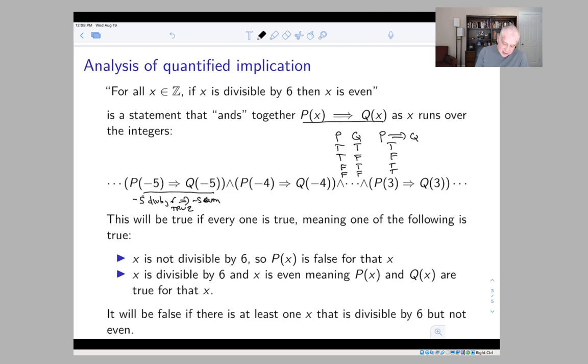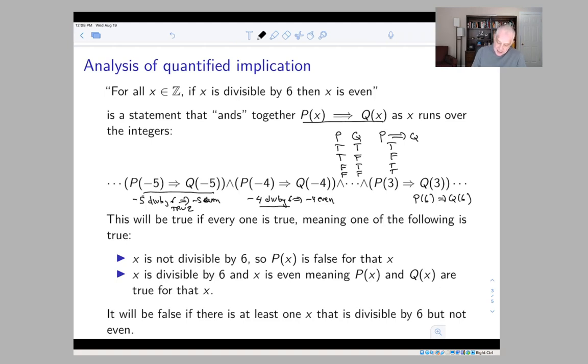This one says minus 4 is divisible by 6 implies minus 4 is even. Now, as it happens, minus 4 is even, but that's not what's relevant. What's relevant here is, again, minus 4 is not divisible by 6. So the first statement is false, and therefore the implication is automatically true. So the only time anything interesting is going to happen is when x is divisible by 6. So somewhere in this gigantic and, for example, is the statement P of 6 implies Q of 6.